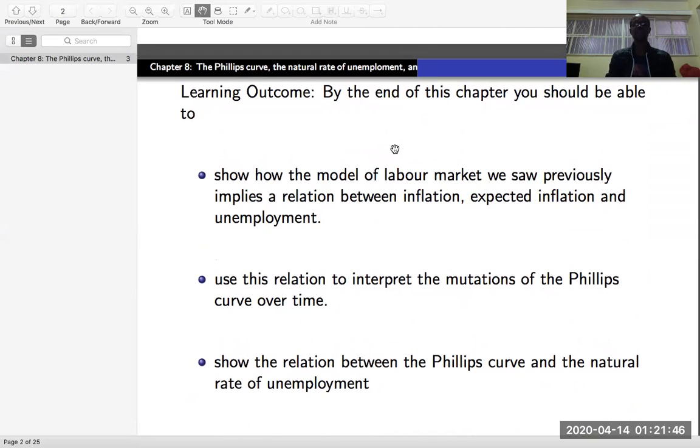Previously, we did discuss the factors which affect inflation and their implication. There are a few things you are expected to cover, but mainly three things. First, show how the model of labor market, as we saw previously, implies a relationship between inflation, expected inflation, and unemployment. Second, we expect you to be able to use that relationship to interpret the mutation of Phillips curves over time. Lastly, we expect you to be able to show the relationship between Phillips curves and the natural rate of unemployment.